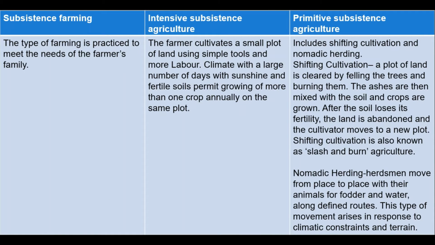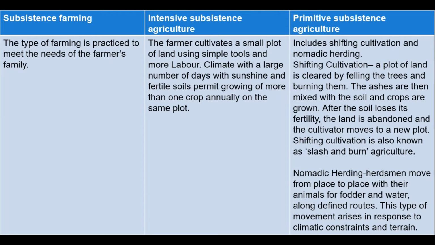Subsistence farming. This type of farming is practiced to meet the needs of the farmer's family. Intensive subsistence agriculture. The farmer cultivates a small plot of land using simple tools and more labor. Climate with a large number of days with sunshine and fertile soils permit growing of more than one crop annually on the same plot. Primitive subsistence agriculture includes shifting cultivation and nomadic herding.